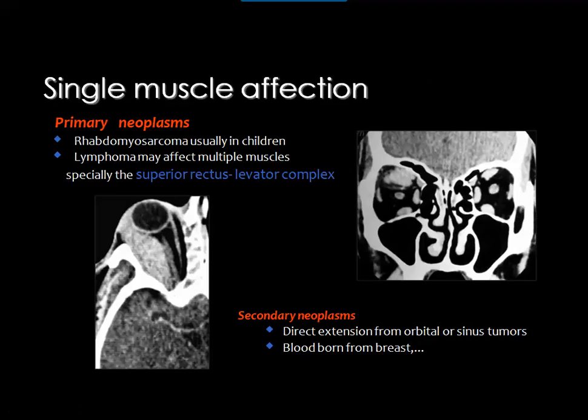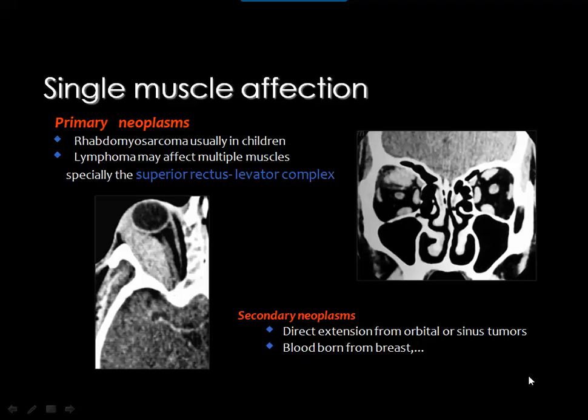Then single muscle affection may be also due to primary or secondary neoplasms, like metastatic diseases from the breast, for example. You remember that all the orbital components are prone to metastatic disease. And also you may get extension of the malignant processes from the nearby head and neck structures into the orbital cavity. The primary neoplasms affecting the orbit may include the rhabdomyosarcoma, especially seen in the children. Lymphoma may be seen in the children and in adults.